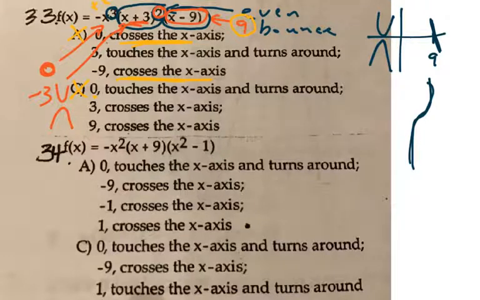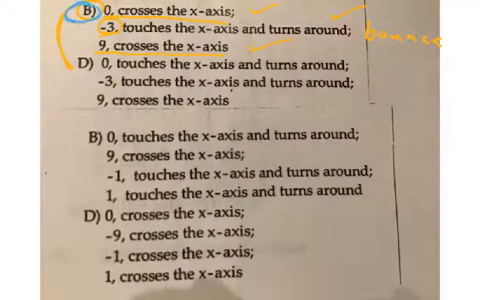Again, let me erase and start over here, guys. This time I'll go with blue and see if it stands out. So what we learned right here, guys, because it's a negative x cubed, 0 makes it 0, and it crosses at 0, therefore. The x minus 9 means 9 again is where it crosses. The x plus 3 in the middle means negative 3 is where it's going to actually touch and bounce because of the square power. And that's what we got on choice B right here.